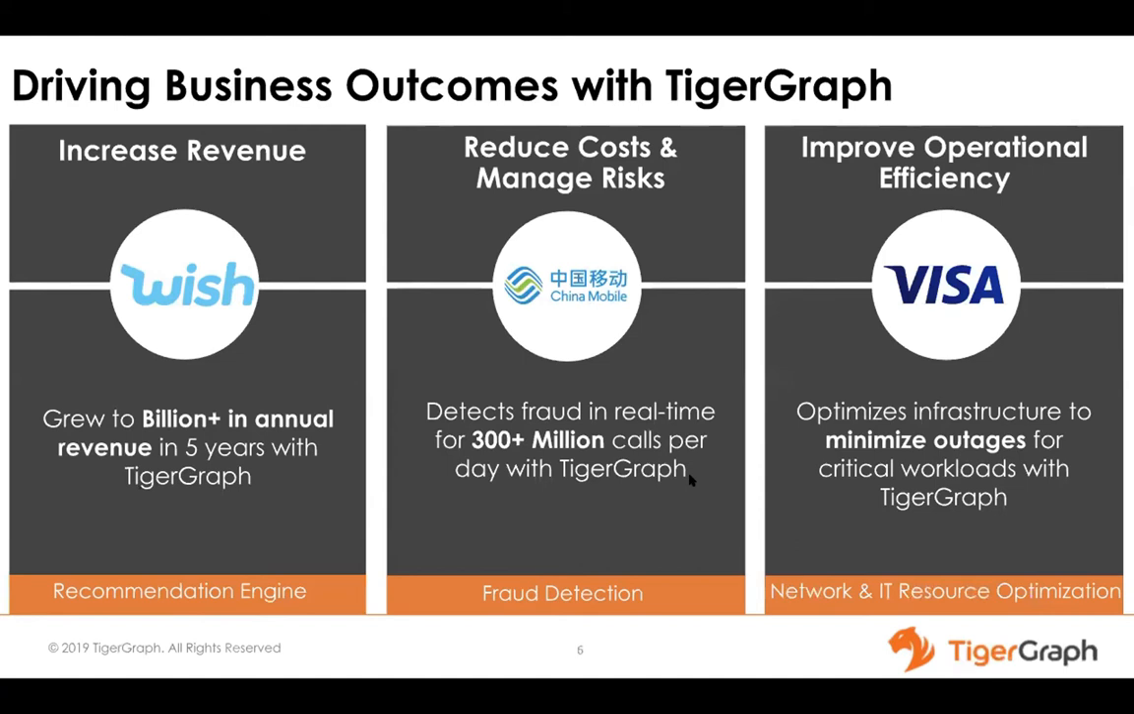The second one, China Mobile. We have several telecom customers. China Mobile is the largest mobile service provider in the world. They detect frauds in real time using TigerGraph. Last but not the least, Visa is optimizing their network and IT infrastructure and minimizing outages using TigerGraph. So these are 3 examples of customers that are transforming their businesses with TigerGraph.